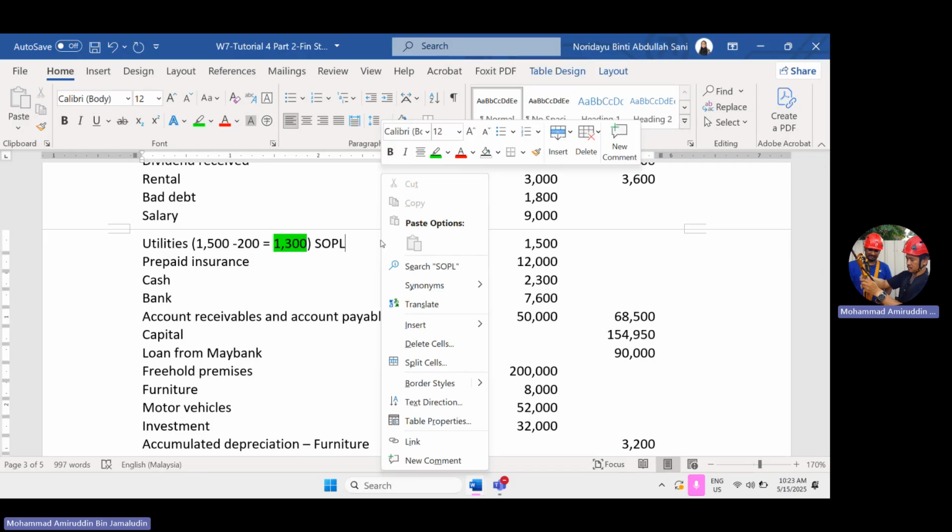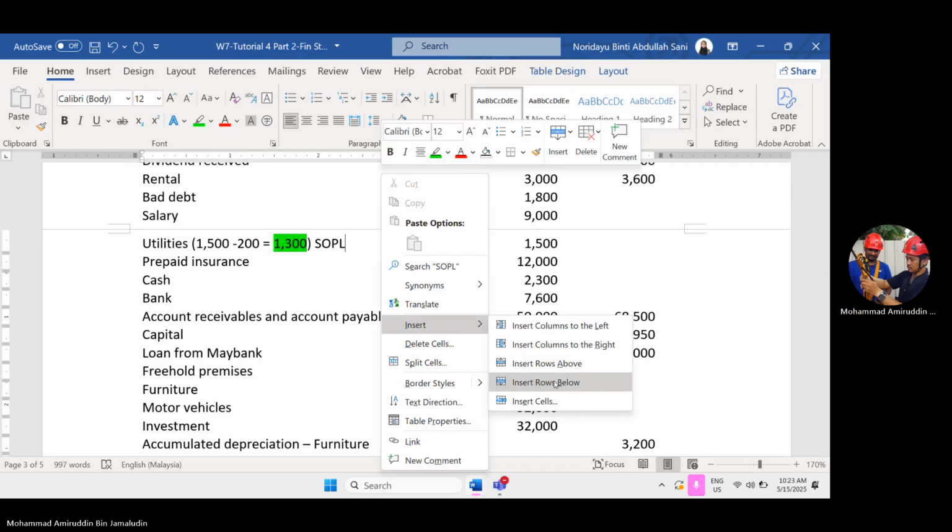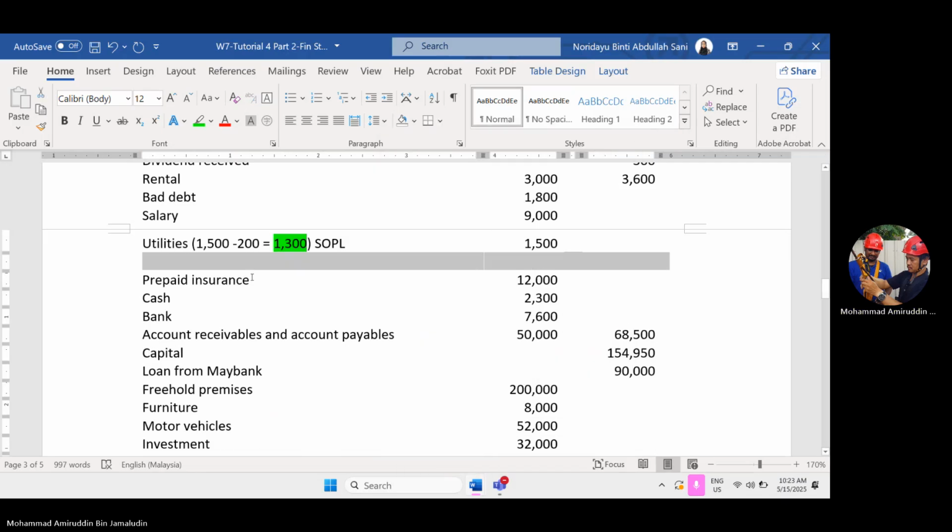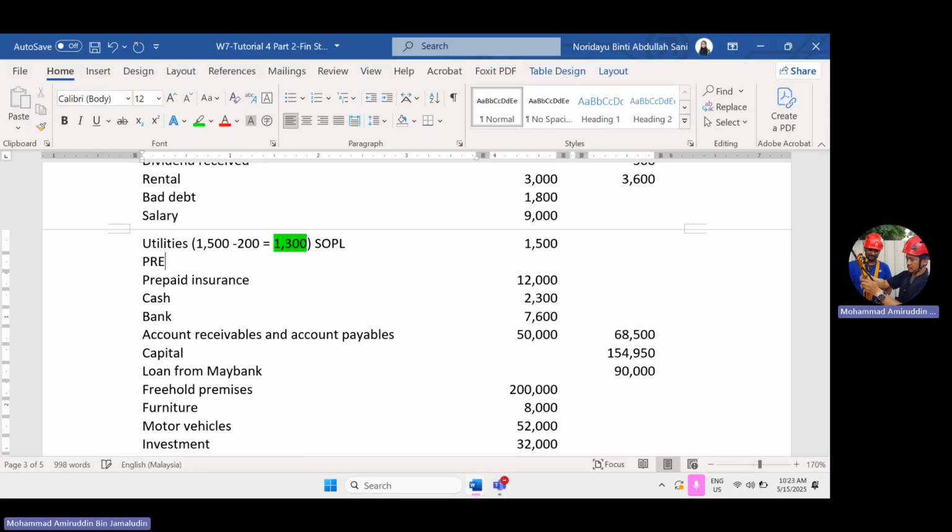And then what about the difference? This 200, what is it? Prepaid utilities, 200 ringgit. So this will be your current asset. Go to SOFP. Okay?